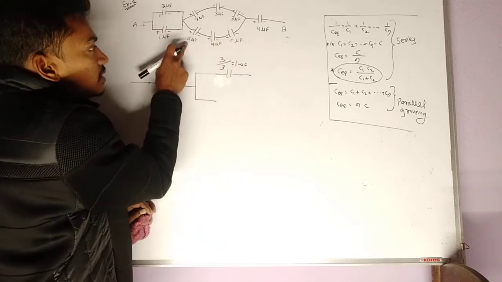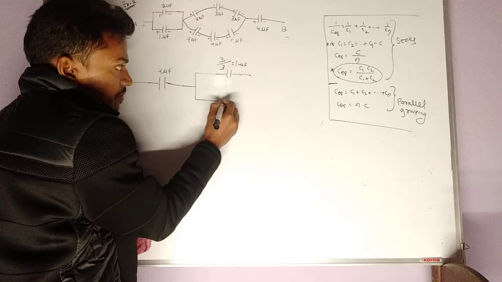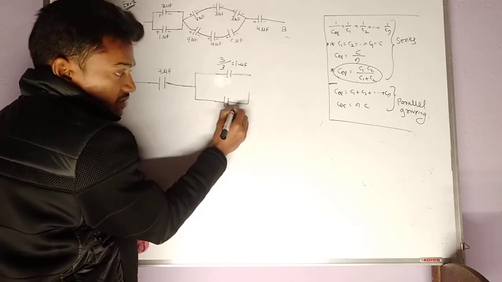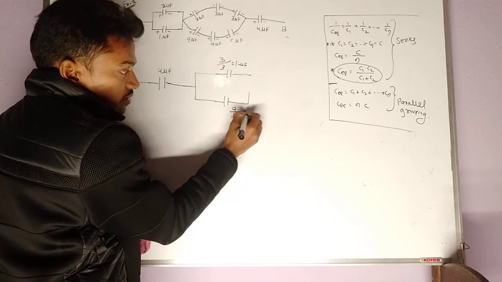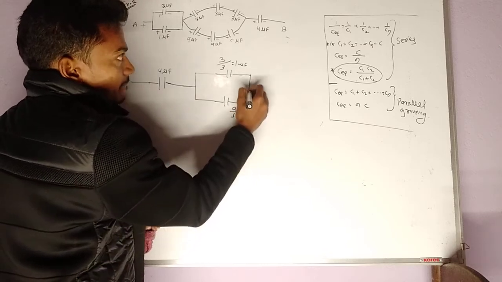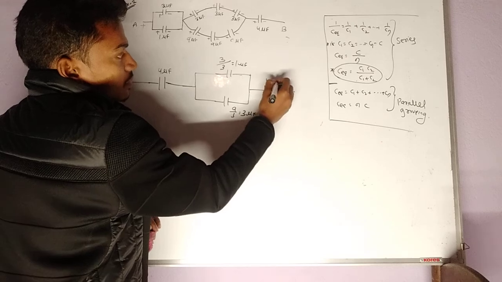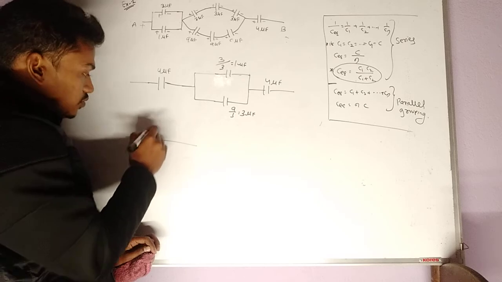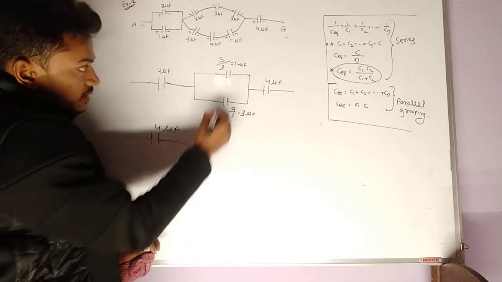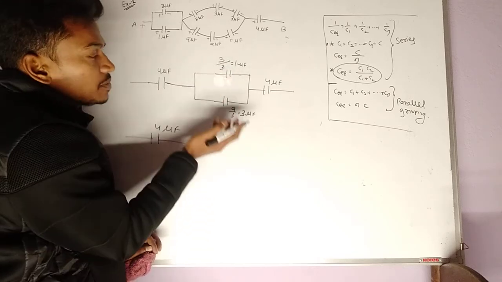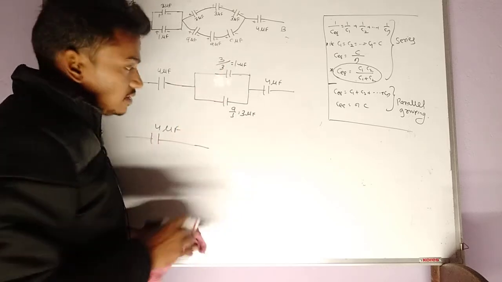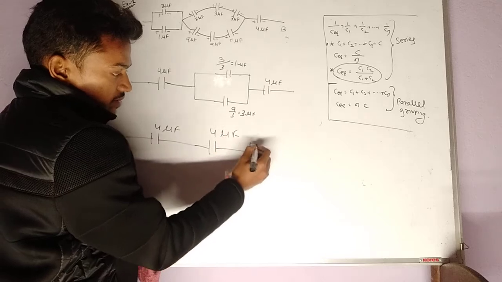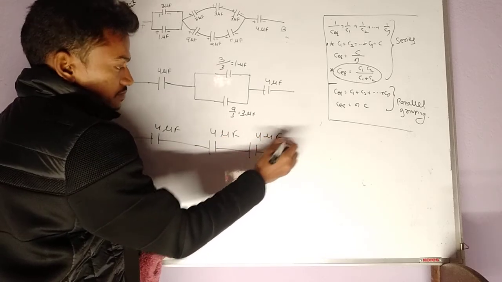Similarly, here we get number of capacitors are 3 and each capacitor has capacitance 9, so 9 by 3, that's equal to 3 microfarad. And this is 4 microfarad. See here, this will be the 4 microfarad, and these two are in parallel. So in case of parallel grouping, capacitances are simply added. So 3 plus 1 is 4 microfarad, and this is 4 microfarad.